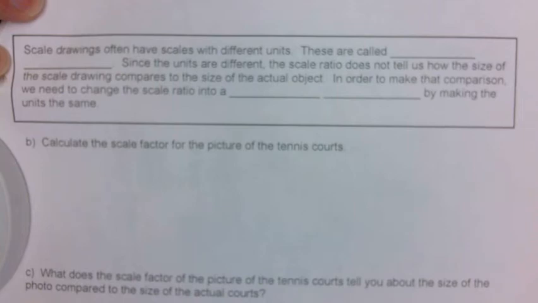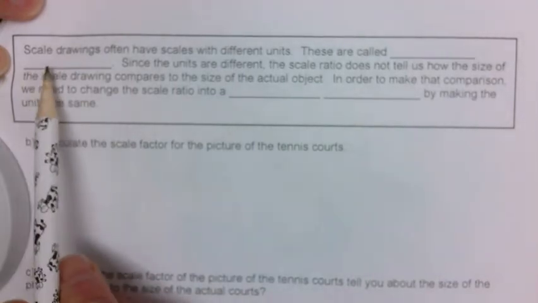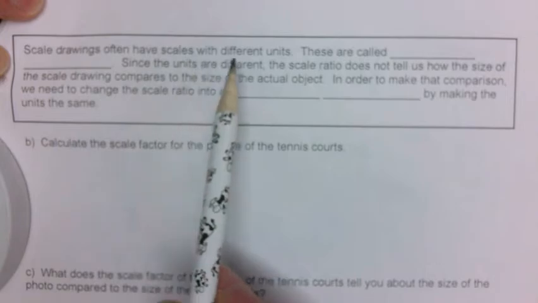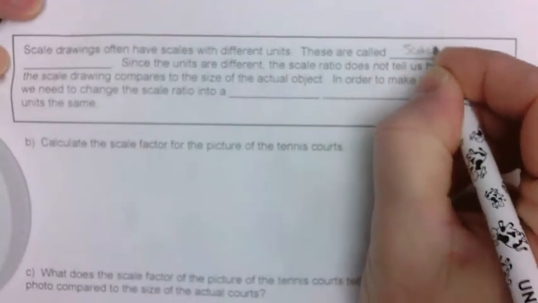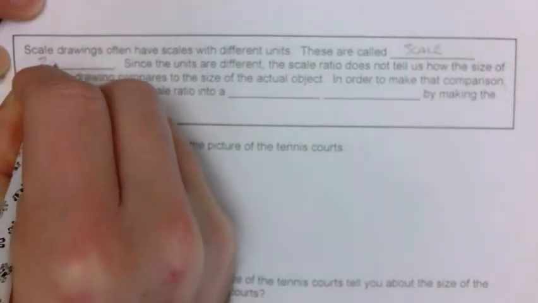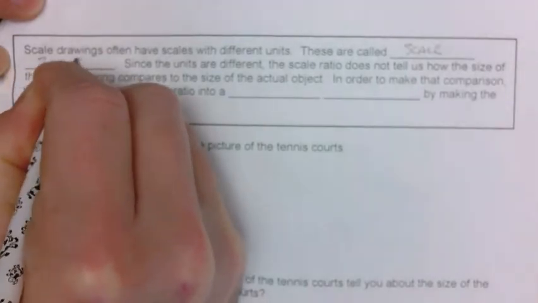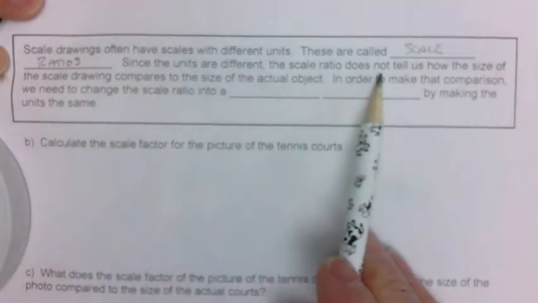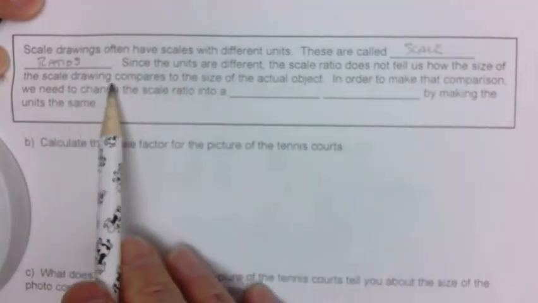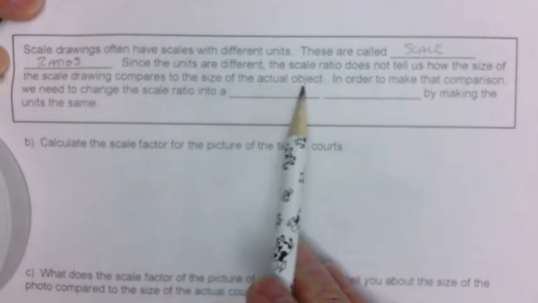So in this example, again, they gave us a scale ratio where it said that 1 inch was corresponding to 20 feet. This again is called a scale ratio. Scale drawings often have scales with different units. When the units are different, in this case we have inches and feet, we call that a scale ratio. Since the units are different, the scale ratio does not tell us how the size of the scale drawing compares to the size of the actual object.